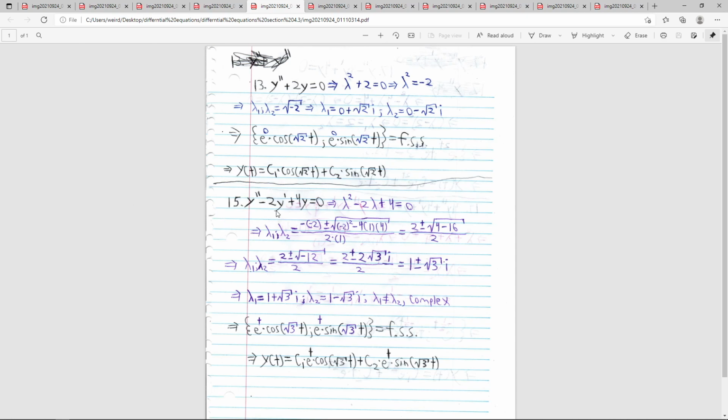And we have y double prime minus 2y prime plus 4y equals 0. So lambda squared minus 2 lambda plus 4 equals 0. Set up the quadratic formula. We eventually get 1 plus or minus square root of 3 i. Then e to the t, because a is 1, b is square root of 3. So you get y at t equals c1 times e to the t times cosine of square root of 3 t plus c2 e to the t times sine of square root of 3 t, as shown.